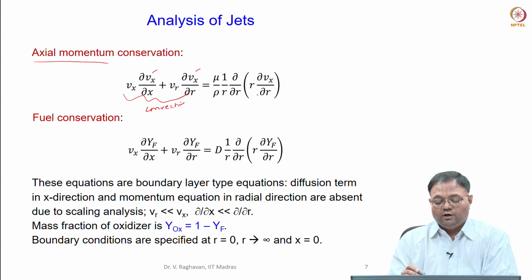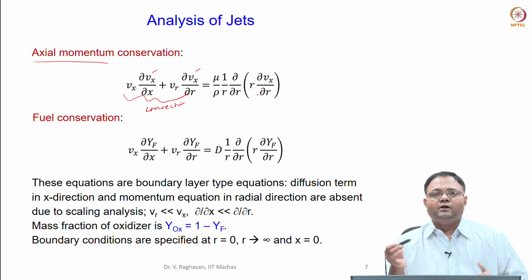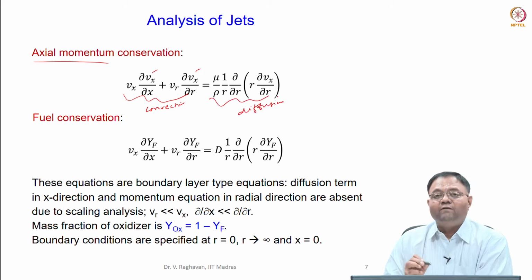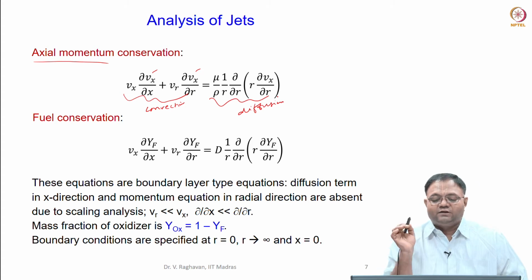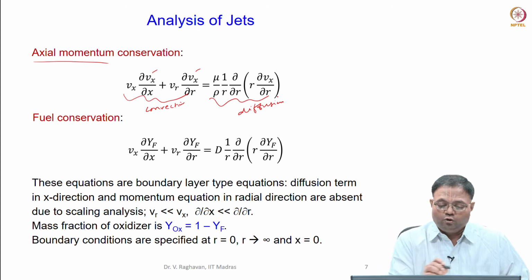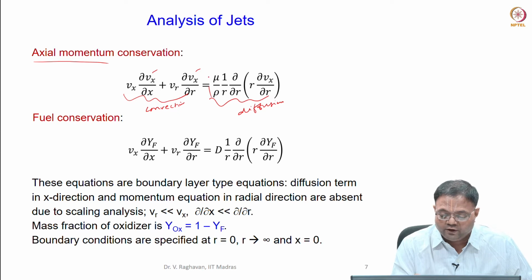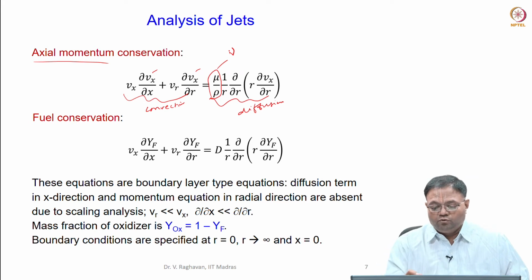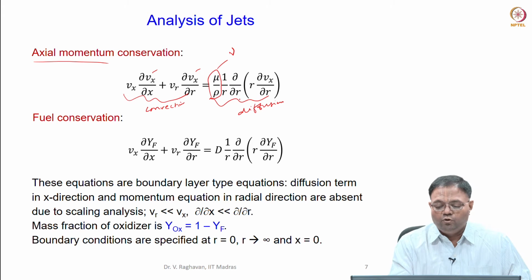And here you can see the pressure gradient also is negligible. This is the diffusion term, and as we have assumed, only the radial direction diffusion is taken into account here. So, the rho from the left hand side has come to the right hand side, and you get nu, the momentum diffusivity. So, nu times 1/r d/dr of (r times dVx/dr), that is the diffusion term only in the radial direction.